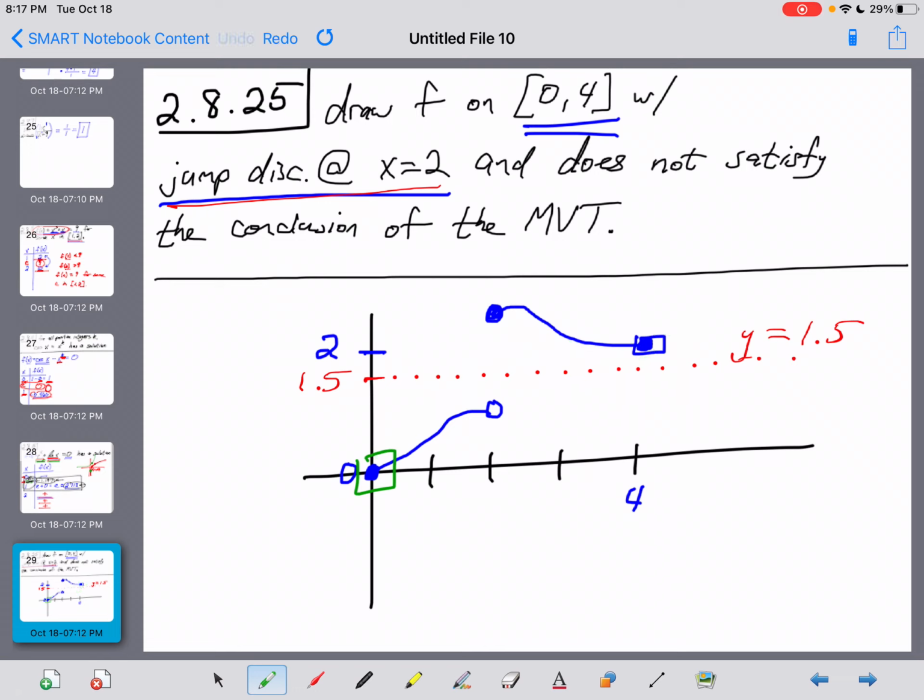So this would just be one of many examples you could draw of a function that has that jump discontinuity at 2. Therefore, it doesn't satisfy the hypothesis of the mean value theorem, and as a result, it's possible then that it doesn't satisfy the conclusion of the mean value theorem either.